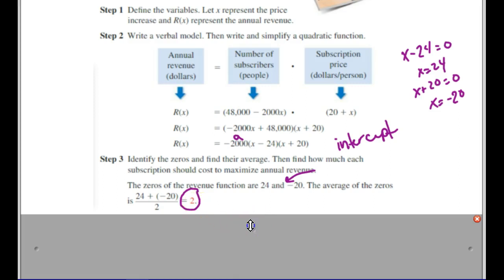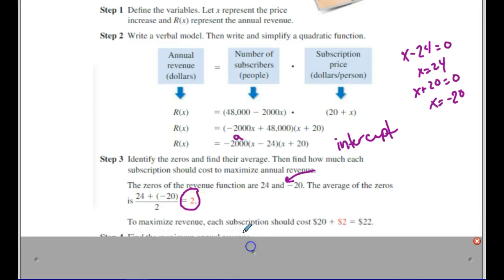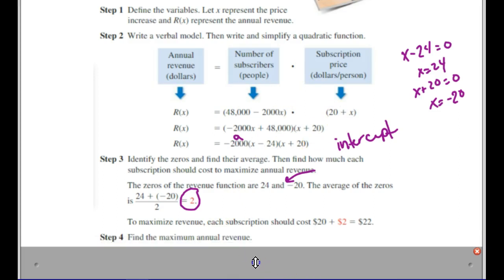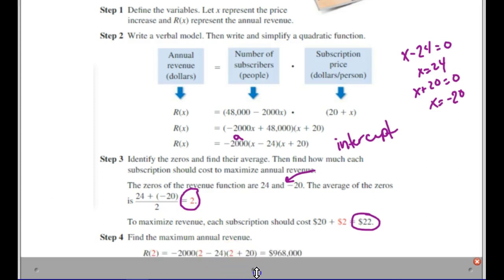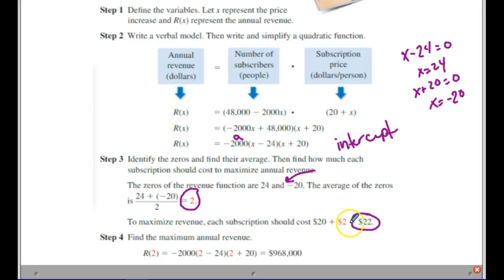Well, so now that I have this, I can take that 2 and plug that back in to my equation and find that my maximum would be a $2 increase. Okay, so now I can find the actual revenue from that. So I take that $2 that I found that x equals, and I plug that back into my original equation, and I solve that. So my cost to maximize would be $22, and the most money I can make is this $968,000.